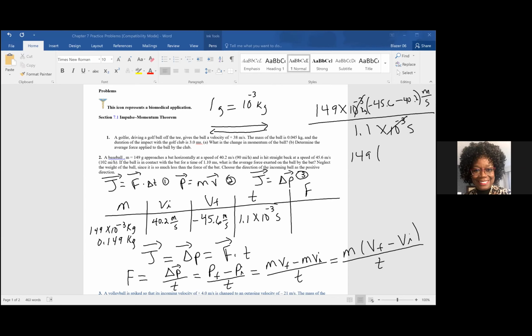So I have 149 times 45.6, minus, so the whole thing is negative. So I got, that's 0.8, 5, 4 and 4 is 8. So I got 85.8. And the units are kilogram meter per second. Divide that by 1.1 seconds.